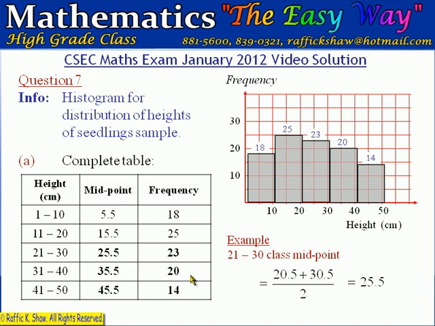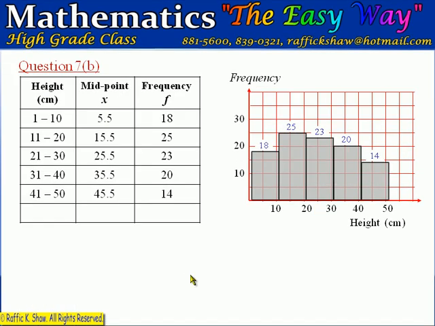Now let's move down to 7b. Now in 7b, the first question is asking us for the modal class interval. What is the modal class interval? The modal class is the class which has the highest frequency, and it corresponds to the tallest or highest bar on the histogram. Now that's this bar, and that corresponds to the second group, which is 11 to 20.